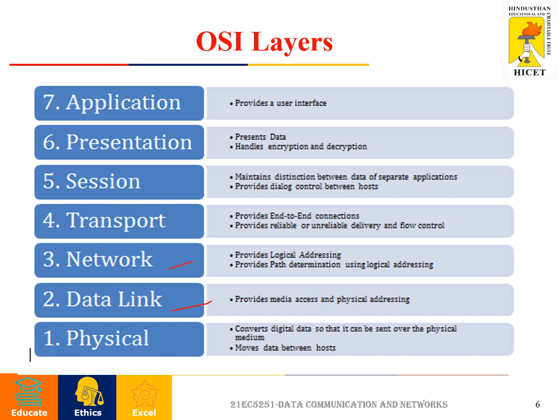The next one is the network layer. The network layer provides logical addressing to the data and provides path determination using logical addressing. The next one is the transport layer. The transport layer provides end-to-end connections and provides reliable or unreliable delivery and flow control. And the fifth layer is the session layer. The session layer maintains a distinction between data of separate applications. It provides dialog control between hosts.